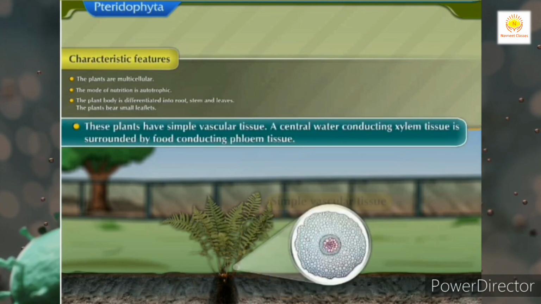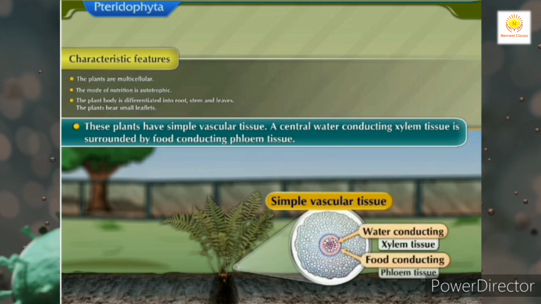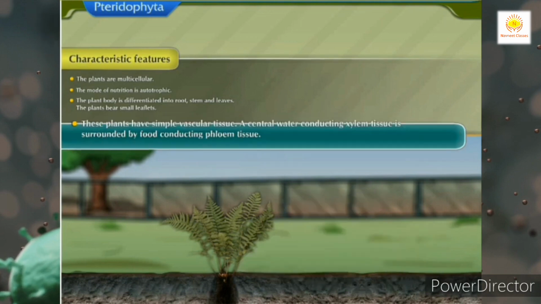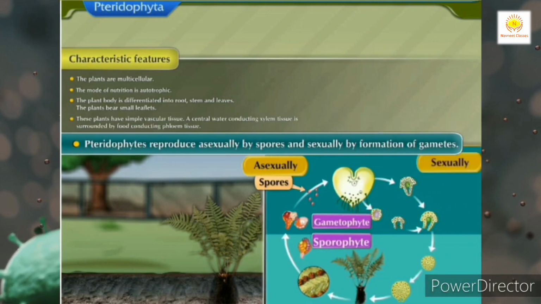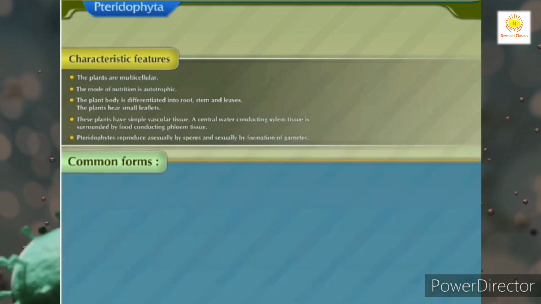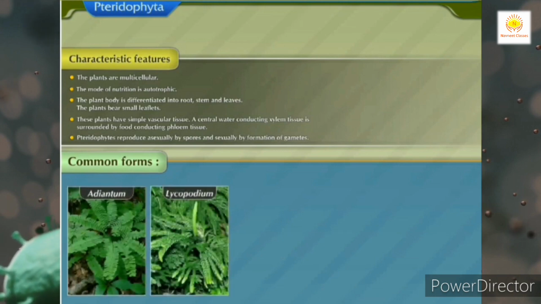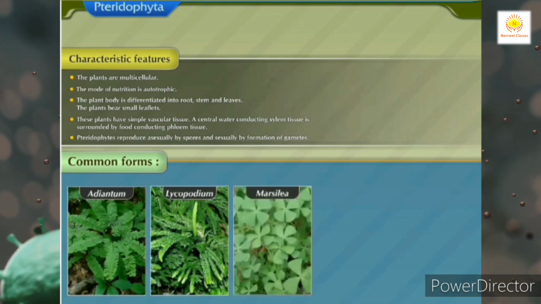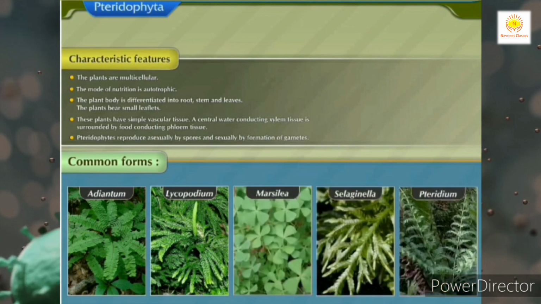These plants have simple vascular tissue. A central water-conducting xylem tissue is surrounded by food-conducting phloem tissue. They reproduce asexually by spores and sexually by formation of gametes. The common forms are Adiantum, Lycopodium, Marsilea, Selaginella and Pteridium.